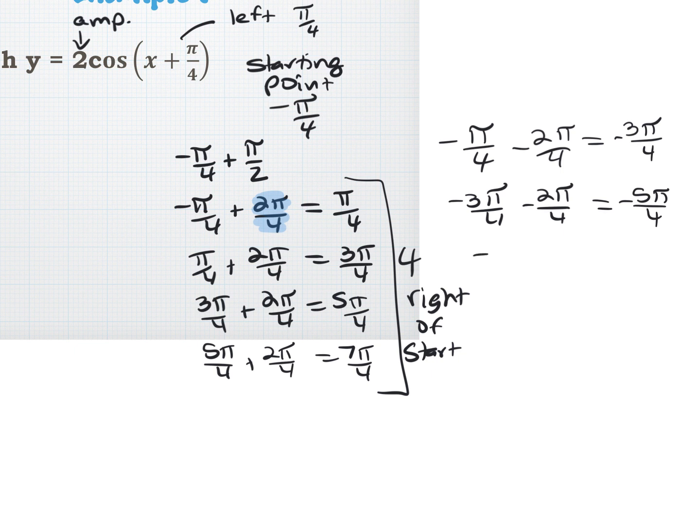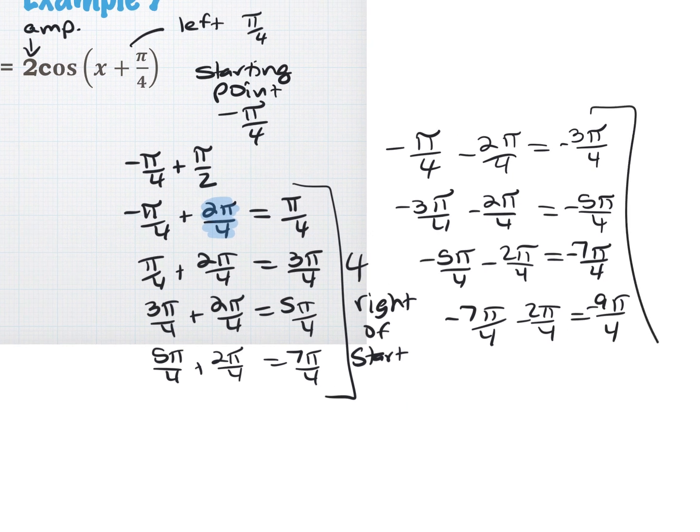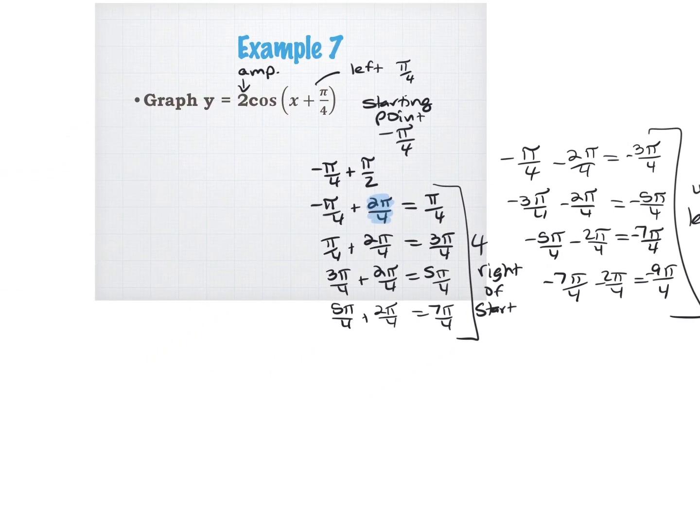But I do need to take this left side and go one additional time. So 5 pi over 4, 2 pi over 4, 7 pi over 4, and then one more time, negative pi over 4. So these are the 4 key points to the left. So now let me set up my x and y axis.